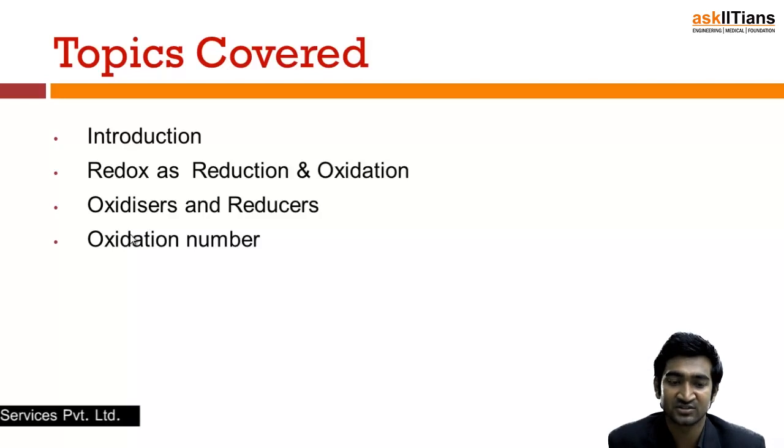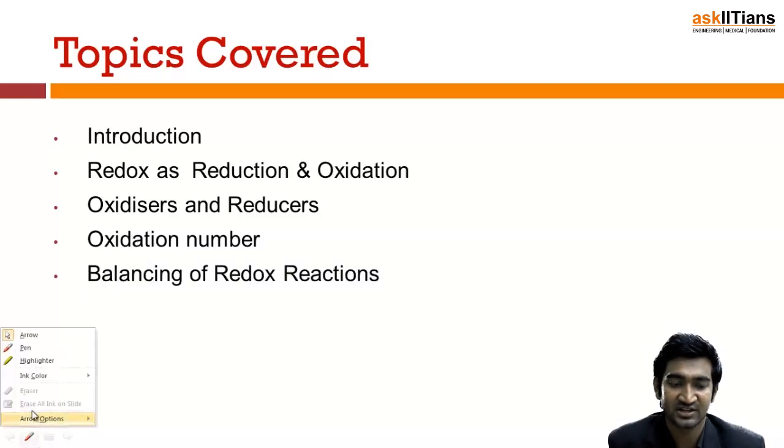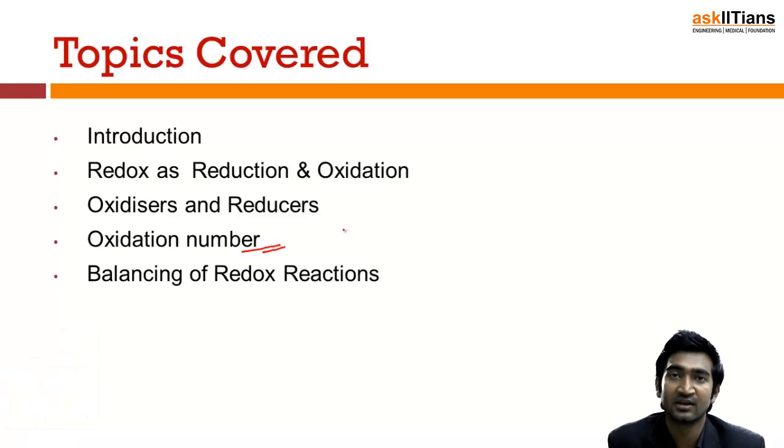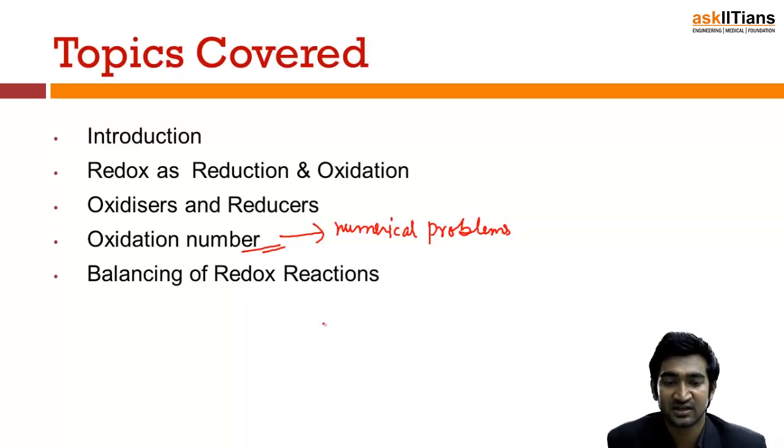Then the concept of oxidation number. Oxidation number concept is a very, very important concept, okay, because this helps in even your balancing of chemical reactions, plus this helps in solving many numerical problems which come in the JEE exam, okay. So this is our focal point. In balancing of redox reactions, we have two different types of methods to balance the redox reaction, which I will tell in that part.